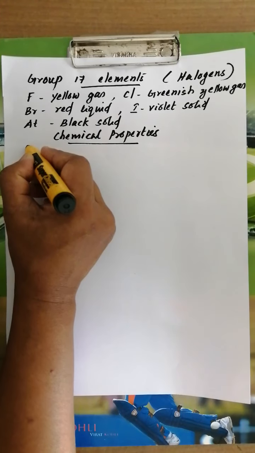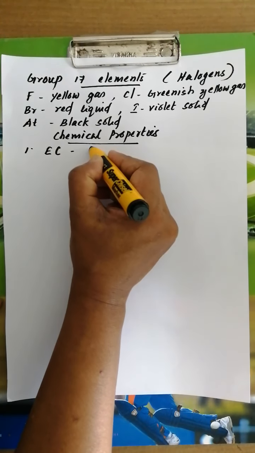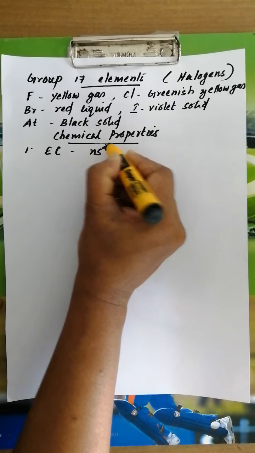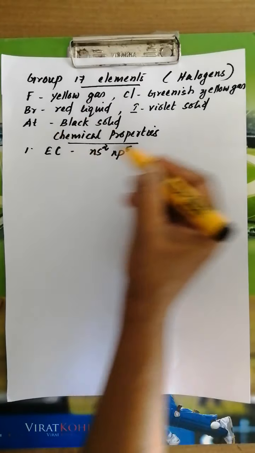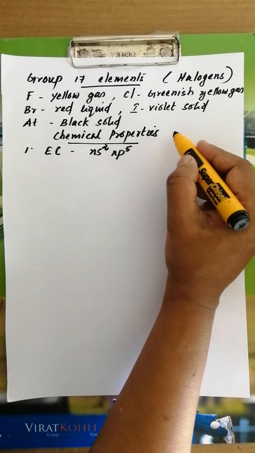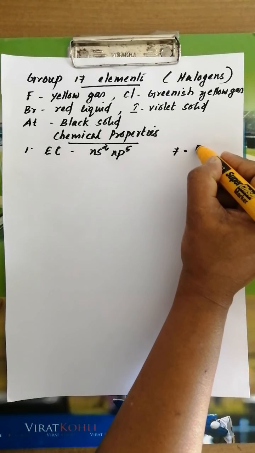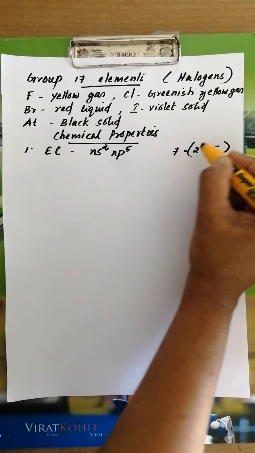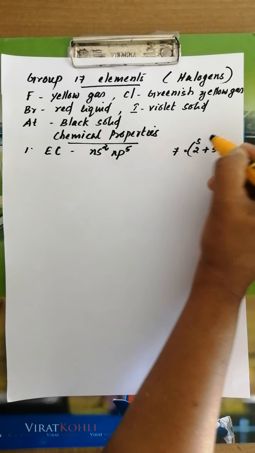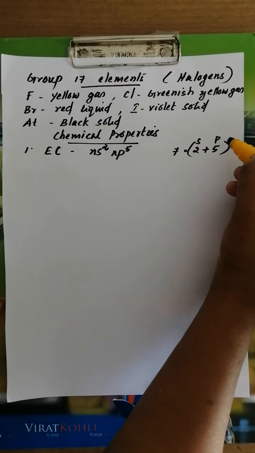First chemical property is electronic configuration. They have the general electronic configuration ns2 np5. And I am taking 7 from 17 and writing it as the sum of 2 and 5, where 2 represents the s electrons and 5 represents the p electrons.